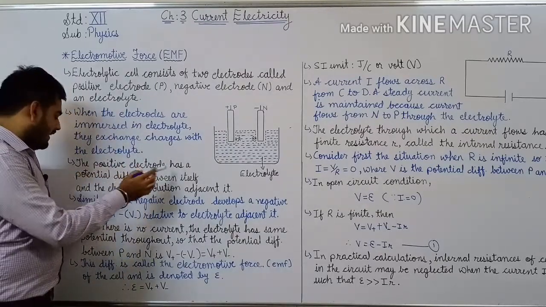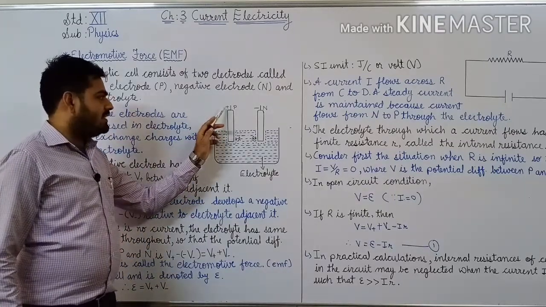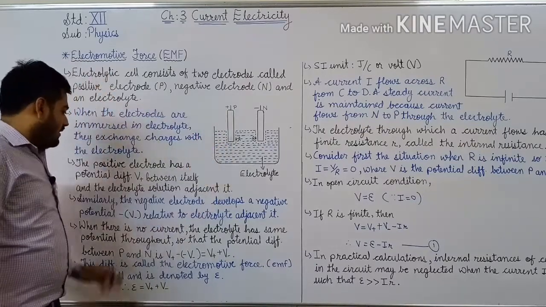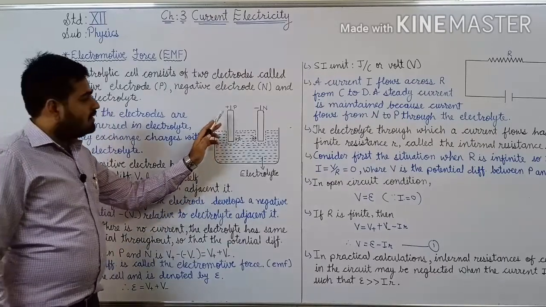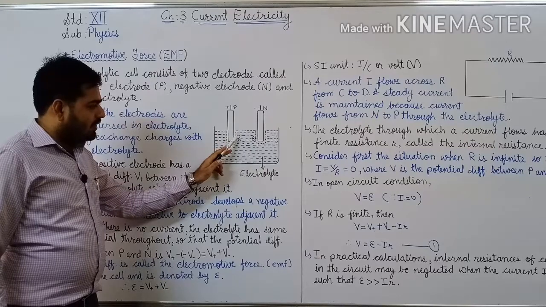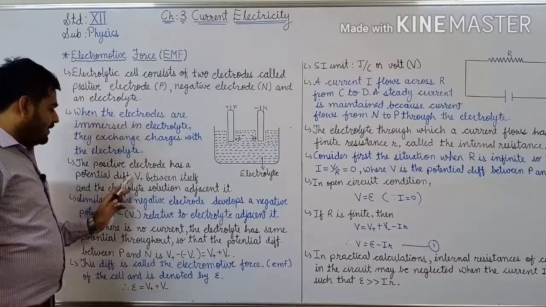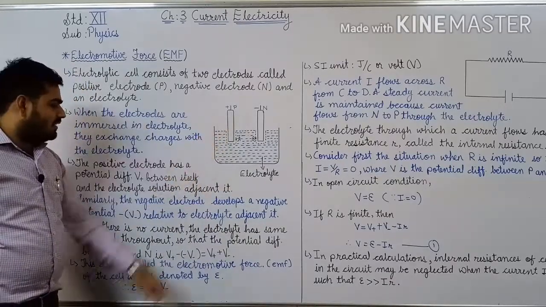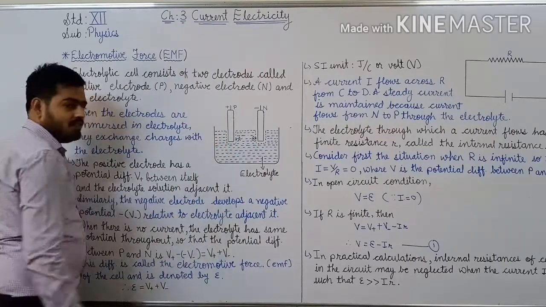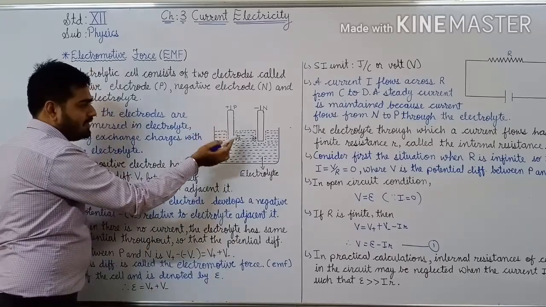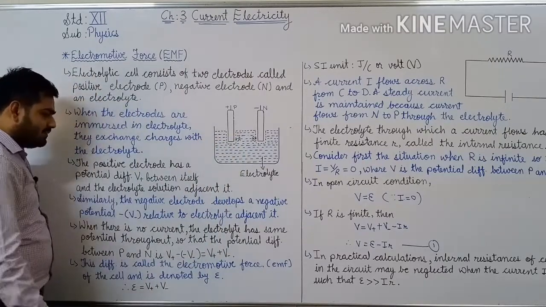The positive electrode has a potential difference V plus between itself and the electrolyte solution adjacent to it. It means the potential difference between this electrode and this electrolyte marked as A is V plus. In comparison to the electrolyte, this electrode has positive potential.